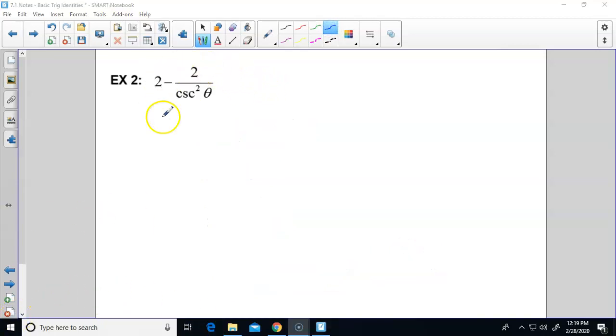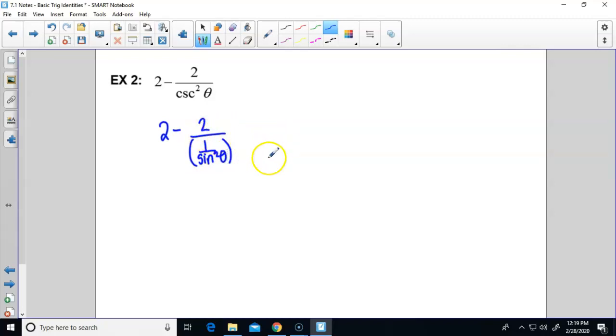Okay. In our next example, we've got 2 minus 2 over cosecant squared theta. Well, in this particular case, it might be helpful. Typically, we don't usually like to deal with cosecant squareds, or cosecants, or secants, or cotangents, or really even tangents. So it might be helpful if we change this. So I'm going to change this to 1 over sine squared theta.